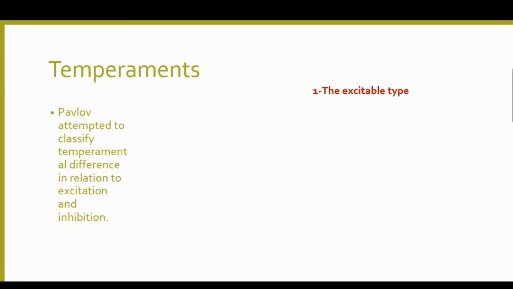The excitable type. The excitable dog, that is choleric, responds quickly to positive stimuli, becomes easily conditioned, and is not easily inhibited. Pugnacious, passionate, and easily and quickly irritated. The choleric type corresponds to neurasthenia.